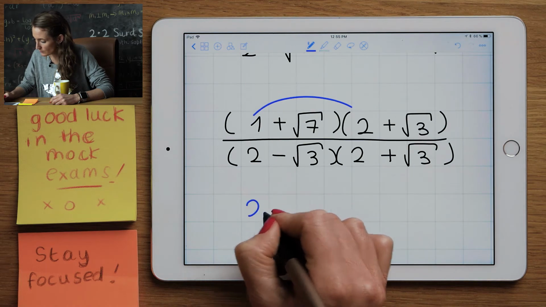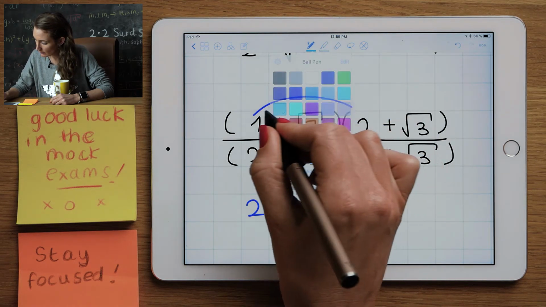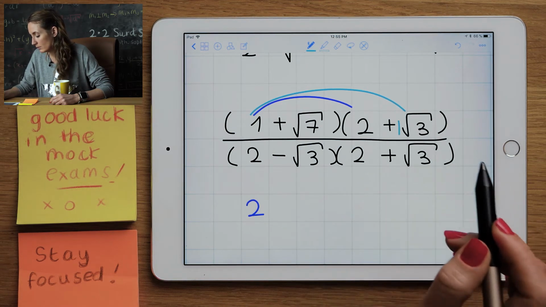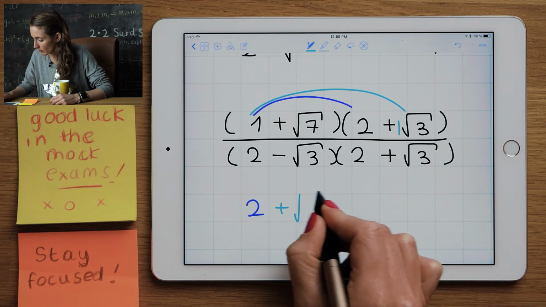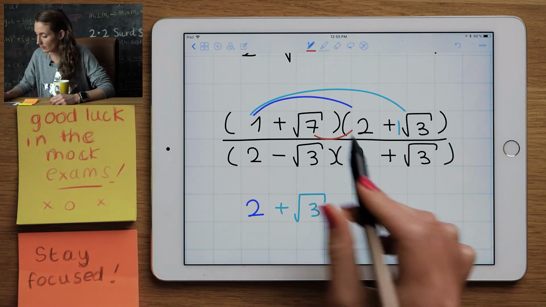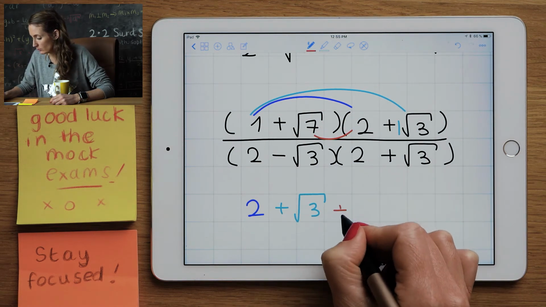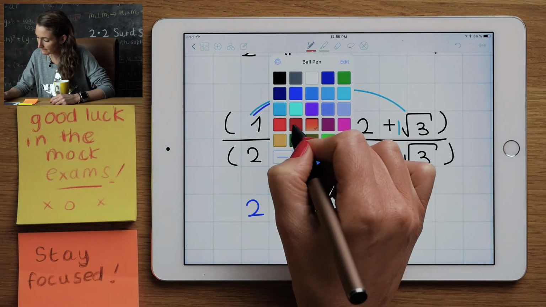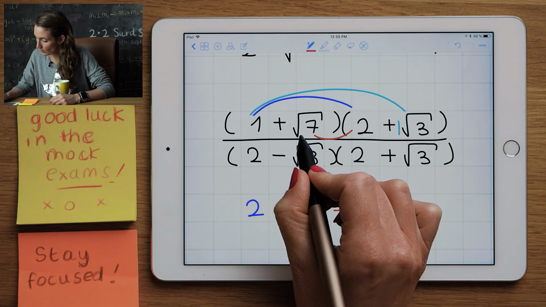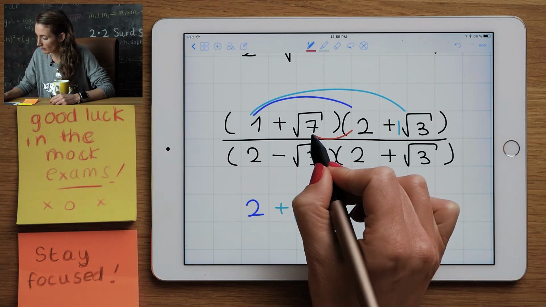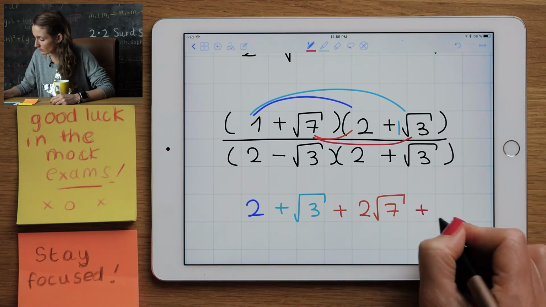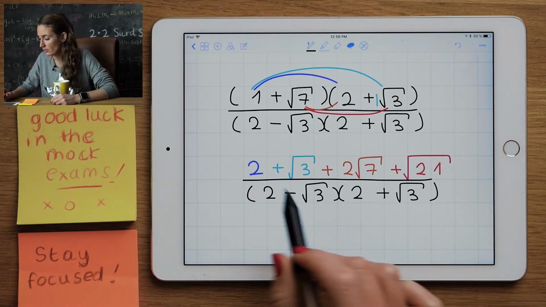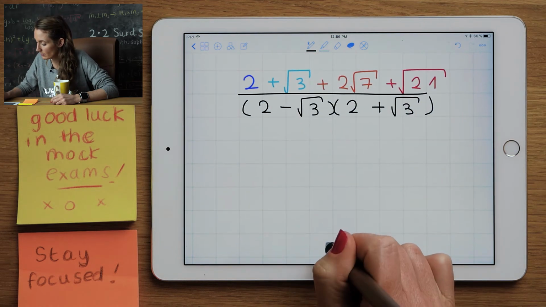1 times 2 is 2. 1 times square root 3 is square root 3. Square root 7 times 2 is 2 square root 7. And finally, square root 7 times square root 3, remember roots times roots, is square root of 21. So now we've got the top all worked out. Let's have a look at the bottom.